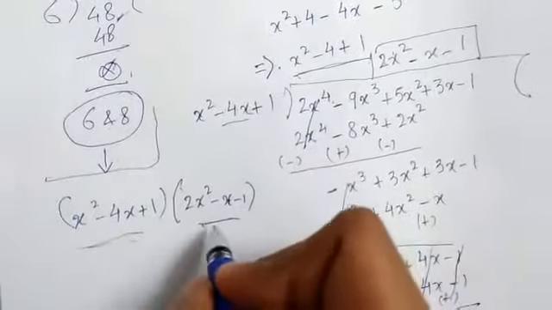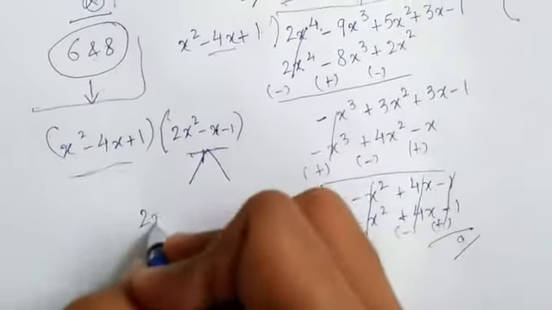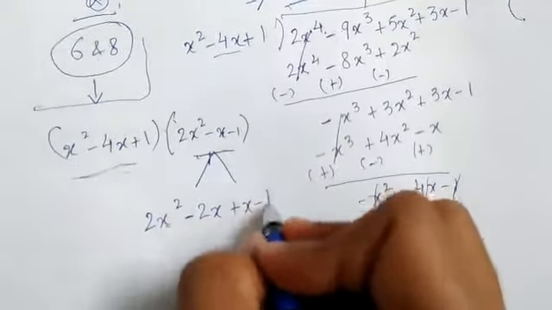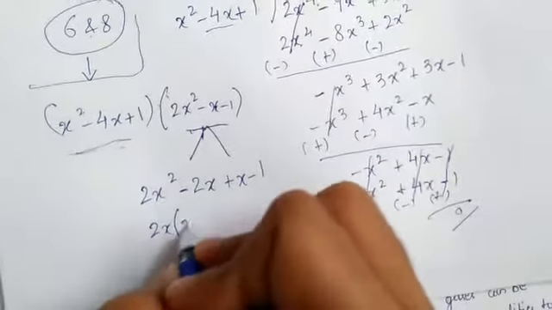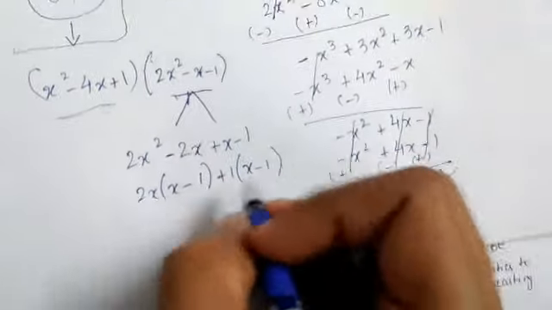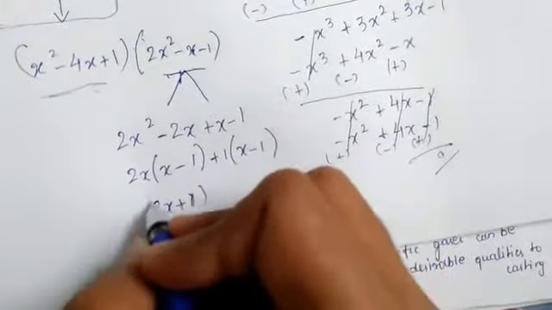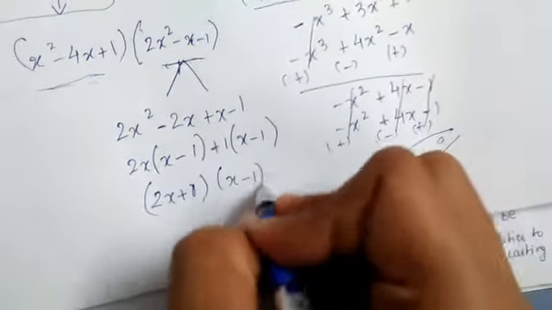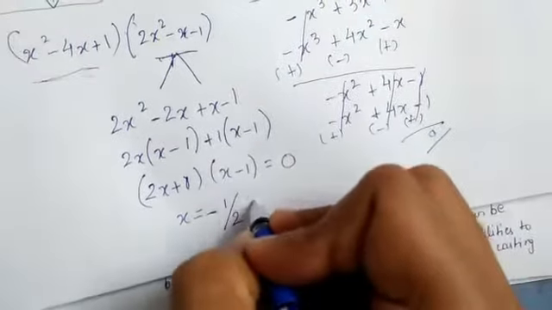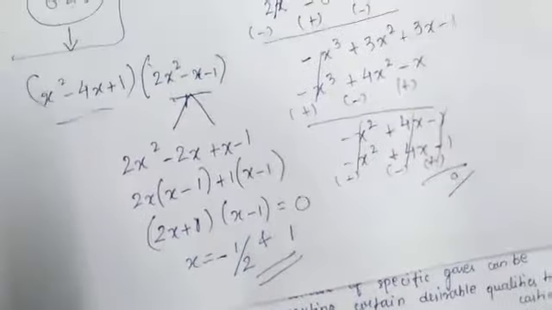So we are dividing it into two equations by splitting the middle term. That is 2x square minus 2x plus x minus 1, which is 2x into x minus 1 plus 1 into x minus 1. Just separate it, 2x plus 1 and x minus 1, and equate to 0 to find the roots. So x will be minus 1 by 2 and 1. So you got the other two zeros of the polynomial as minus 1 by 2 and 1.